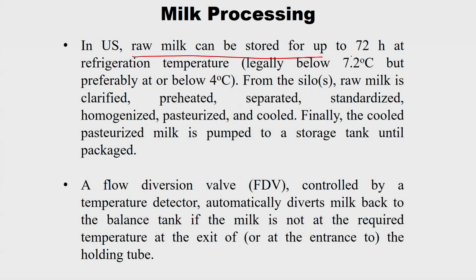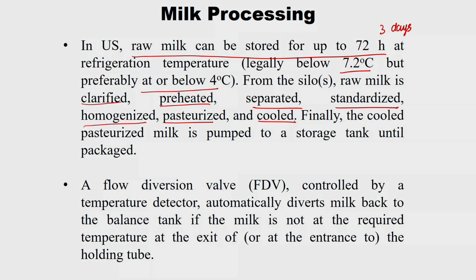Raw milk, which is what we are having in the balance tank, is stored up to 72 hours, almost 3 days, at a refrigeration temperature legally below 7.2 degrees centigrade, but preferably at or below 4 degrees centigrade. So, in the balance tank you are allowed to keep it for 3 days, but if you are maintaining at refrigeration temperature. So, from the silos, raw milk is clarified, preheated, separated, standardized, homogenized, pasteurized and cooled.